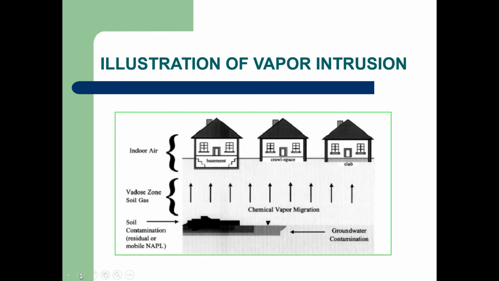Here you can see an illustration of vapor intrusion from US EPA. Chemicals that are dissolved in the groundwater or contained within the soil as a non-aqueous phase liquid emit vapors that permeate through the so-called vadose zone of the soil, where they eventually enter the overlying structure.